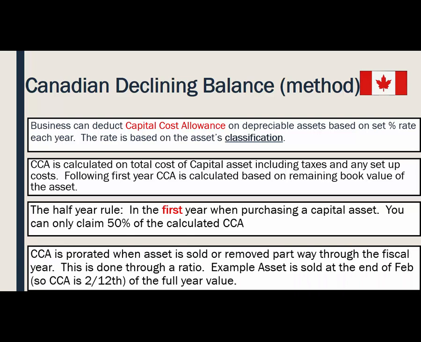CCA is prorated when an asset is sold or removed partway through the fiscal year. Okay, so it's done through a ratio. Let's say you sell an asset at the end of February and your fiscal year is from January to December. You would still account for capital cost allowance, but only for 2/12 of the full year value. So you wouldn't be able to expense that capital cost allowance for the full year. You would only be able to do it for 2/12 of that year.